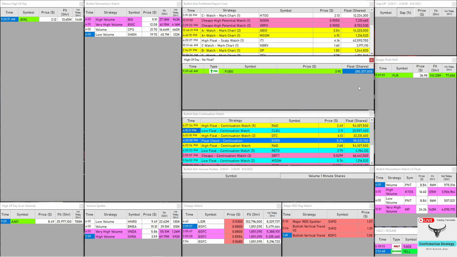But if there's anything that moves without a float listed on Trade Ideas, it should generally as well hit this scanner if it's in play and possibly valuable. So looking for that, that's the scanner here. High of day, no float. Below that, we've got the Bullish Bob continuation watch. And this one is really important as well, because what this is doing is identifying that there's value there, but it's also letting me know that this is continuation.